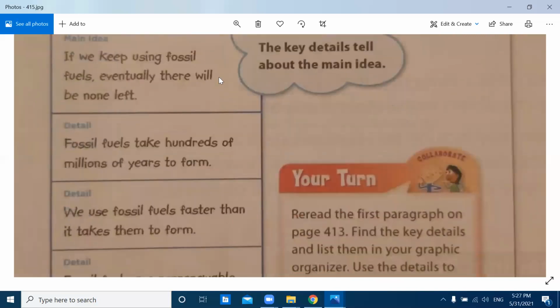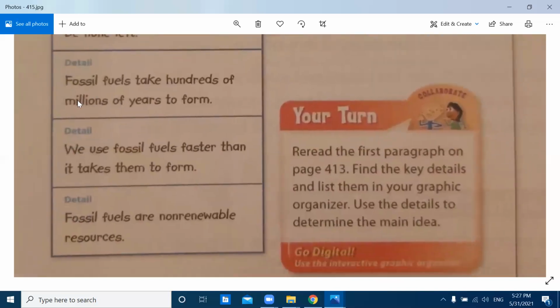Here we have, we'll leave the main idea to last. Fossil fuels take hundreds of millions of years to form. So we said, using fossil fuels is difficult because we use it much faster than we can make it. We use fossil fuels faster than it takes them to form. So here it takes a long time. Here we use it faster than we make it. Fossil fuels are non-renewable resources. So these 3 details: they take many, many years to make fossil fuels, we use it faster than we can make it, and it's non-renewable. Once we use it, it's gone.